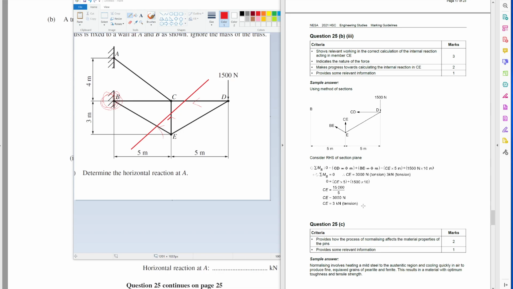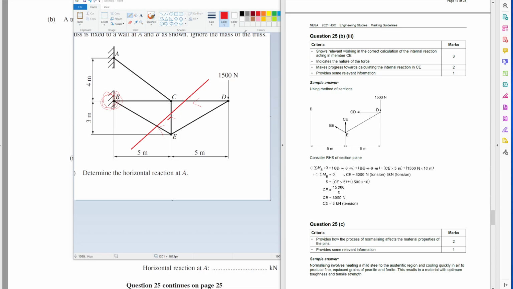The next thing you're going to do is you're going to say, well, okay, 1500 times 10 versus CE times 5, we can see CE is going to have to be twice as big. So straight away, without even writing any maths, I can say it's just going to have to be 3000.